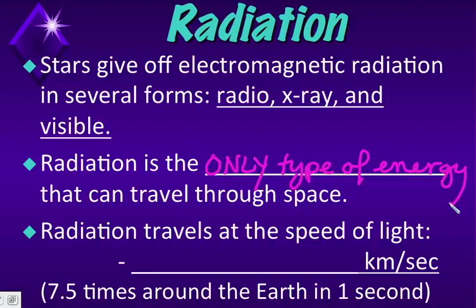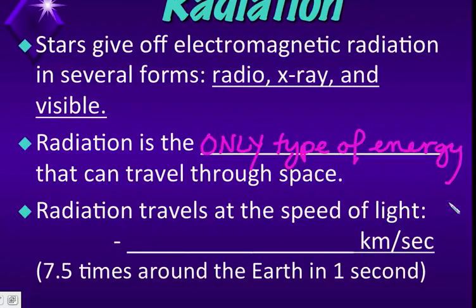Okay, now, radiation does travel through space at the speed of light, which is about 300,000 kilometers per second. Just to give you a little perspective, that would mean the energy goes 7.5 times around the Earth in 1 second. So as fast as we can snap our fingers once, that energy has already gone around the Earth 7.5 times.